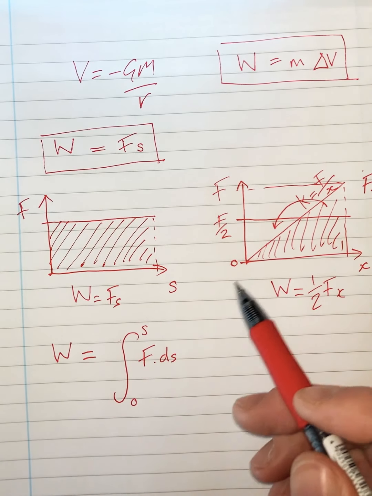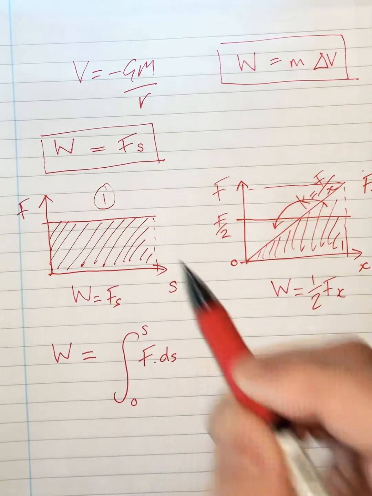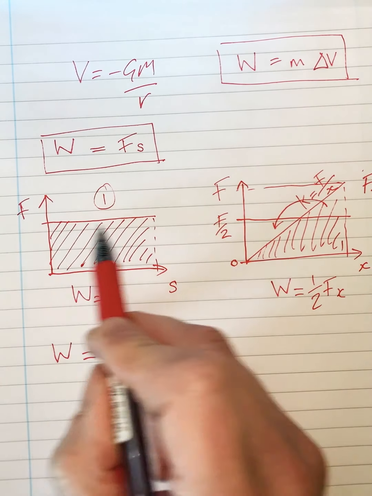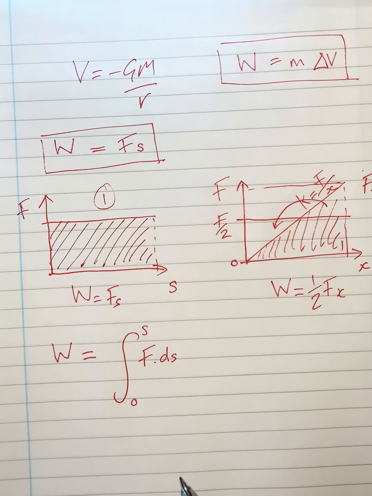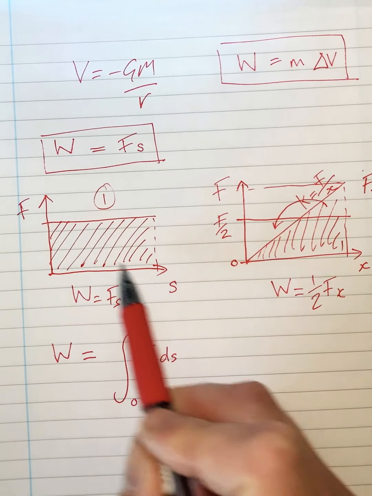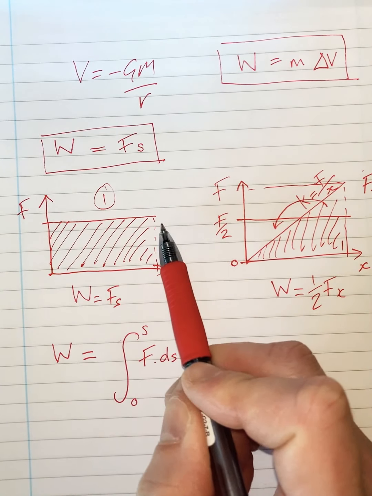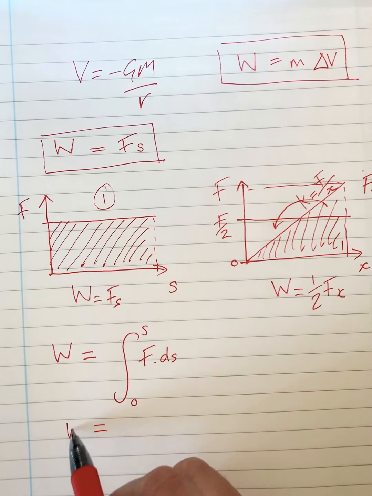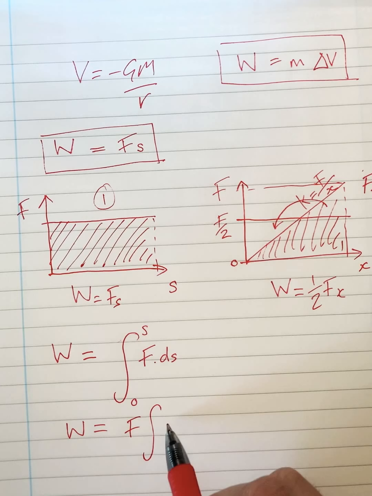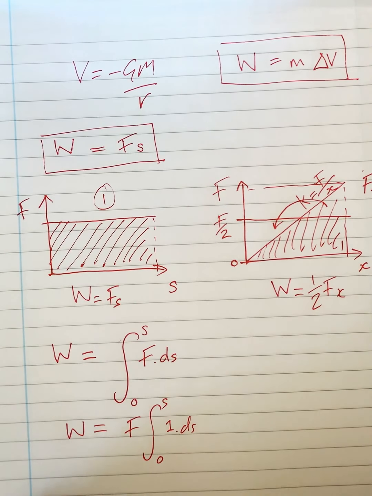Okay, so I'll show you what I mean. In scenario 1, because it's a constant force and that force is not dependent upon its displacement, however far it's moved, it's still the same size force, a constant value. We can pull this F out so that the work done is F times the integral of 1.